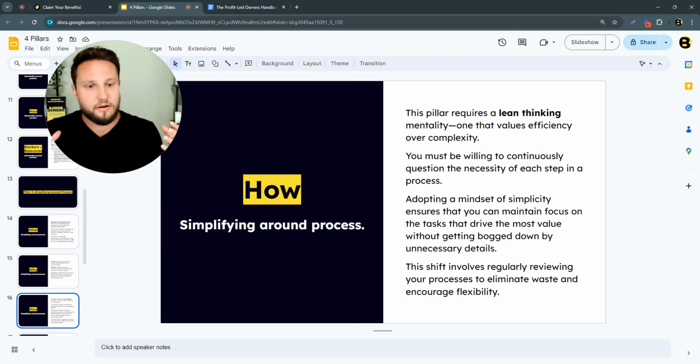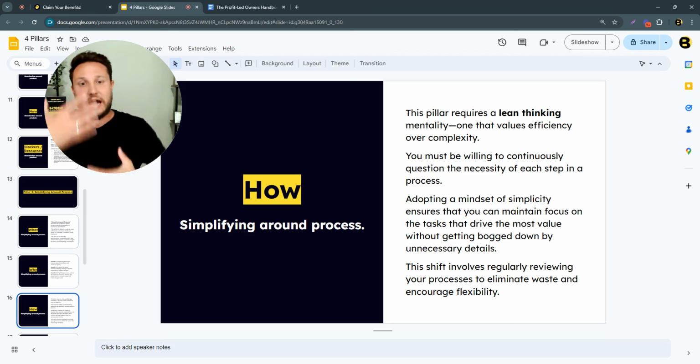In terms of simplifying around process, you want to take a less is more, or a lean methodology in terms of a mindset, right? You want to really value simplicity or efficiency over complexity. And you got to ask questions. You got to be willing to continually challenge. Why can't we do this better, right? Why is it done that way? What happens if we do it like this, right? What are the core constraints right here? What is the blocker that needs to be removed, right?